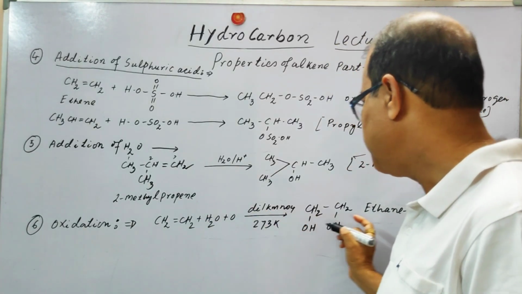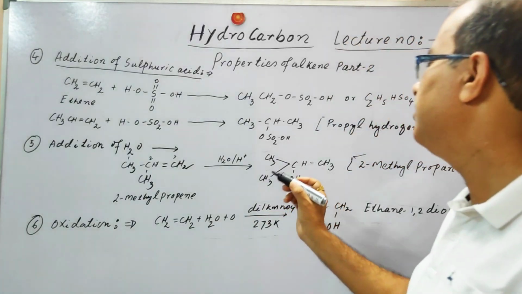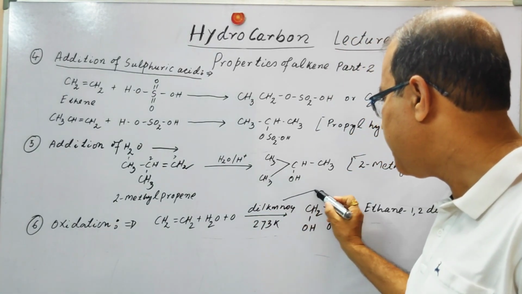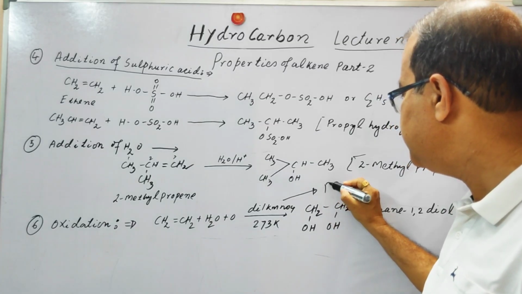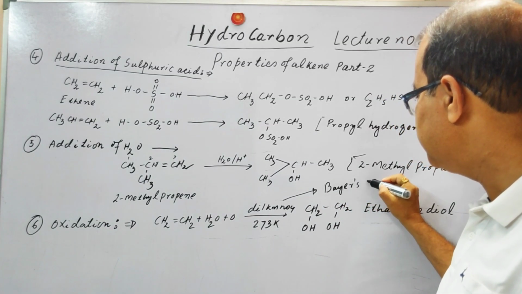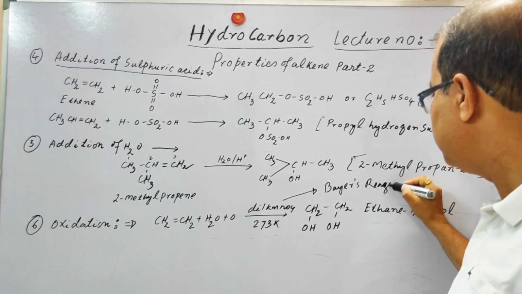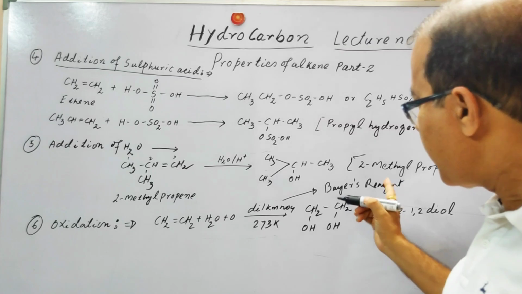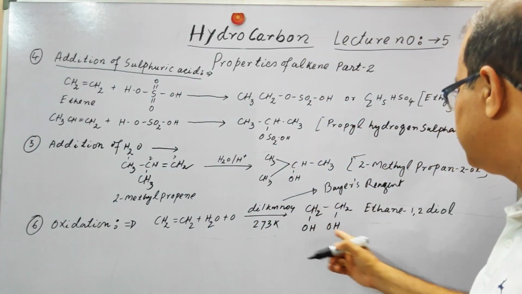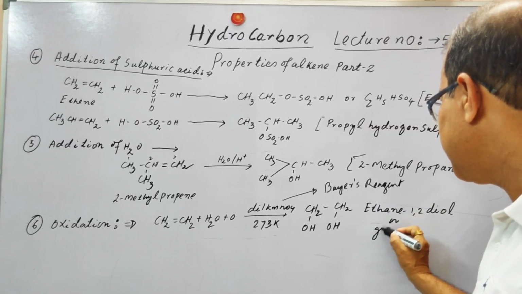So this product has been produced in presence of this dilute KMnO4, and this is also called Baeyer's reagent. Dilute KMnO4 is called Baeyer's reagent, and it has a very wide application: it will produce the ethane diol, or we can name it a glycol.